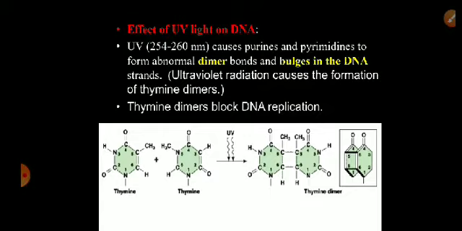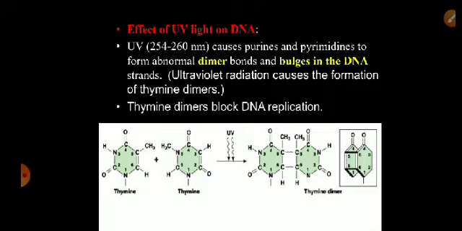If this transition type of mutation takes place in mRNA, then only a few proteins are affected. But if it takes place in DNA, it can cause huge damage to the organism, affecting all the proteins coded by that particular DNA. Now, the most important effect of UV light is pyrimidine dimer formation.